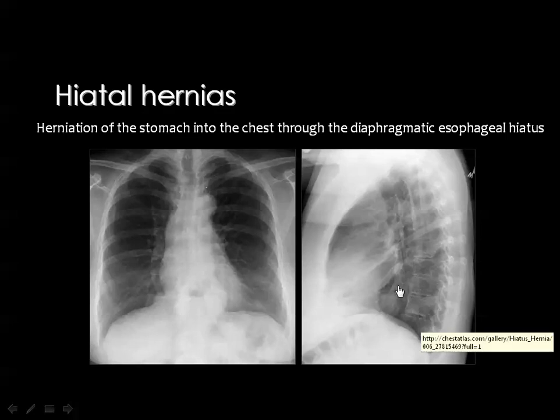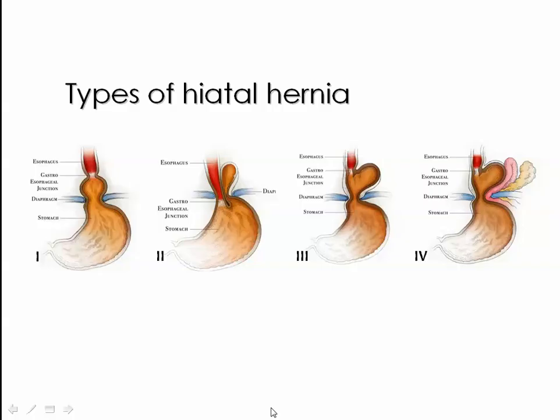And in the lateral view, you can see this shadow posterior to the heart, corresponding to the region of the gastroesophageal junction. Actually, there are four types of hiatus hernia. The most common one, which is seen in clinical practice, is known as the sliding hiatus hernia, which means that the gastroesophageal junction and part of the fundus of the stomach are above the diaphragm.